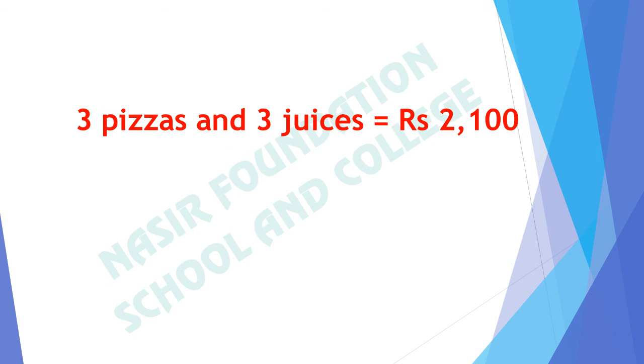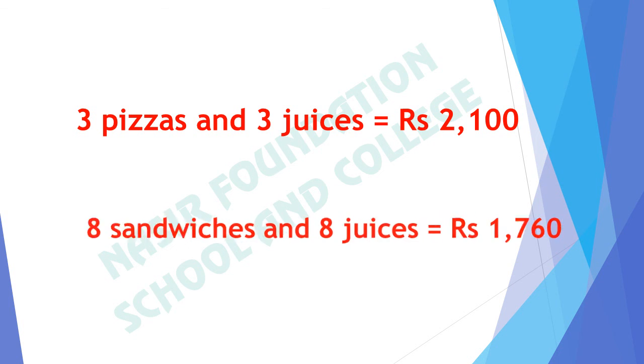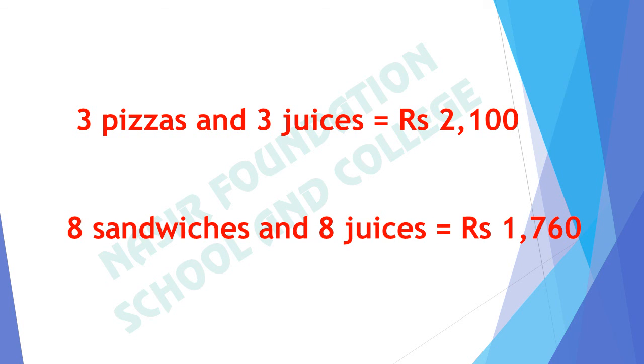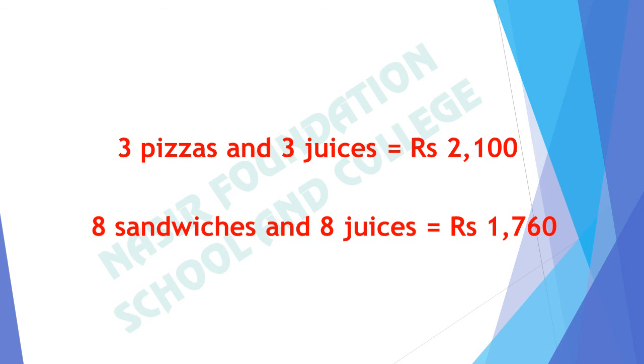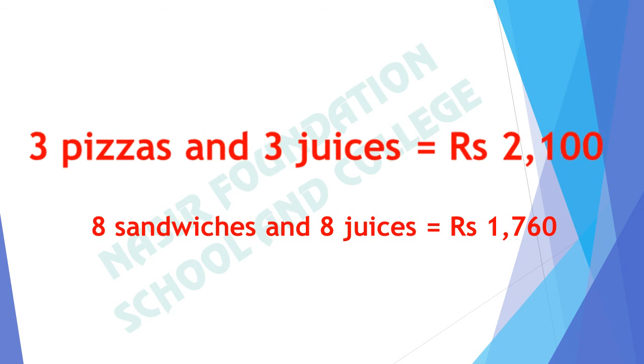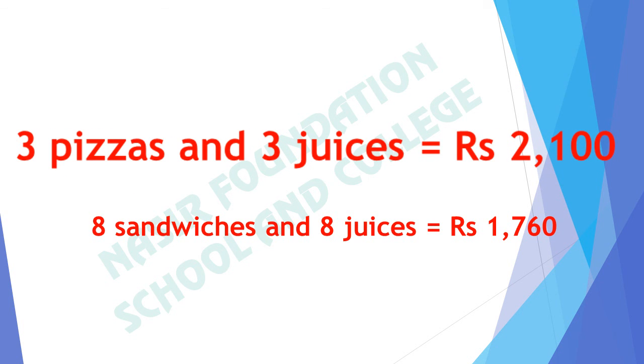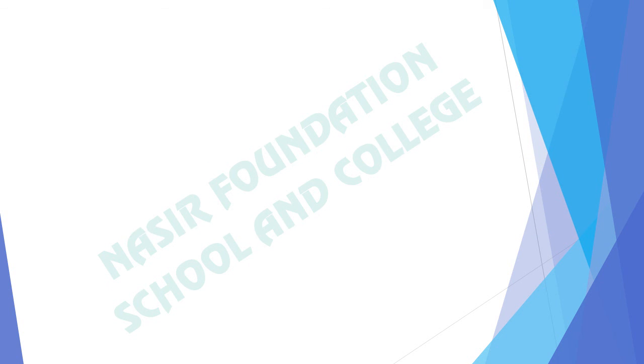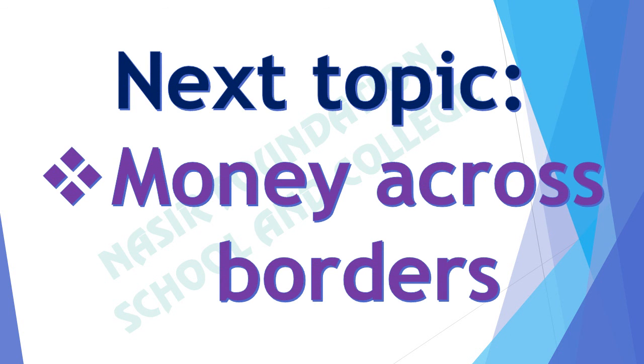As the price of 3 pizzas and 3 juices is 2100 rupees and the price of 8 sandwiches and 8 juices is 1760 rupees. It means the cost of 3 pizzas and 3 juices is more. Price of 3 pizzas and 3 juices is more than 8 sandwiches and 8 juices. In this video, we have discussed some word problems regarding buying and selling.